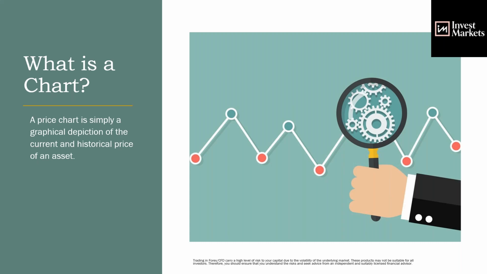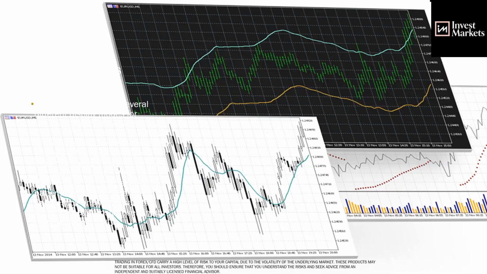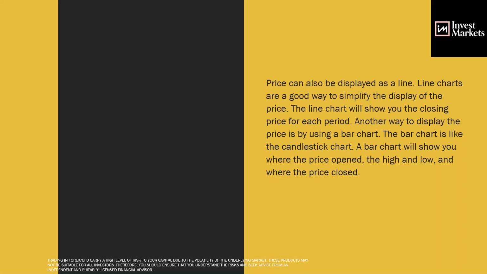So no matter how you're going to trade, you have to use a chart just to give you some way to interpret what those numbers are trying to tell you. So a price chart is simply a graphical depiction of the current and historical price of an asset. Now, there are different types of charts that we use in trading. Some are more complicated or less complicated than others. The most basic is a line chart.